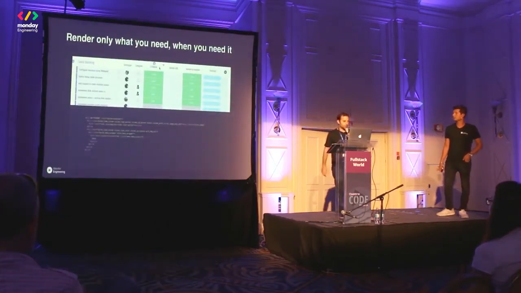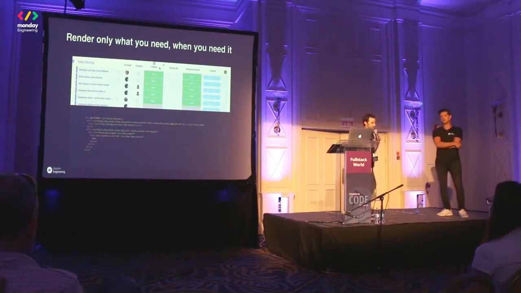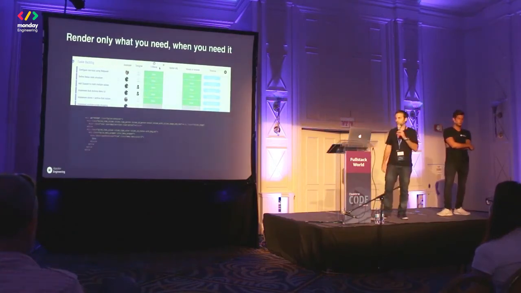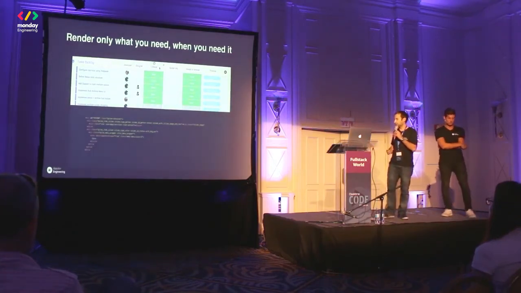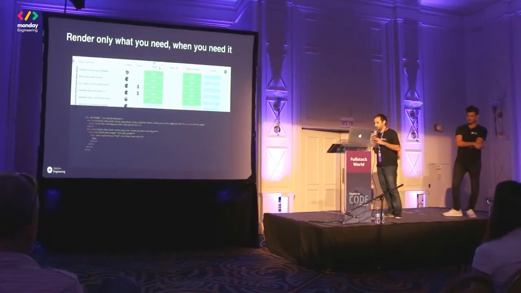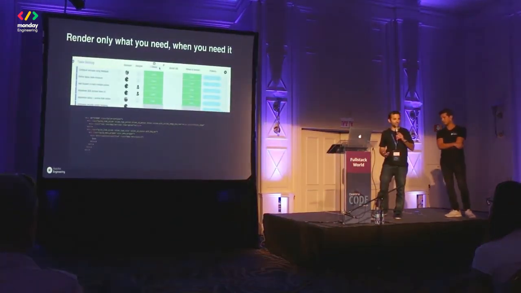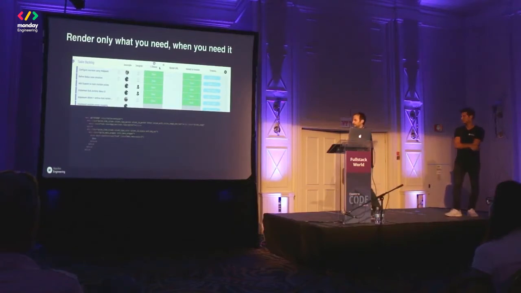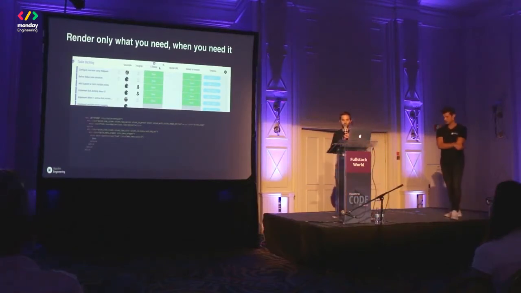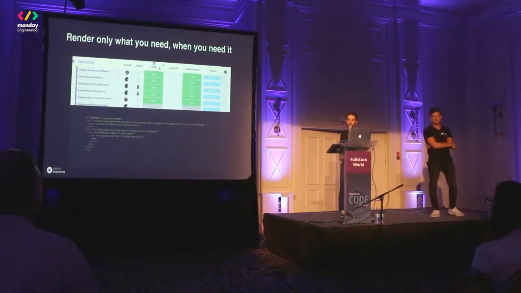So another method that we heavily used, and it's actually not specific to React, but again, a common practice, is what we like to call progressive rendering, or in React jargon, conditional rendering, which means that in every given moment, we render only what we need, and only when we need it.